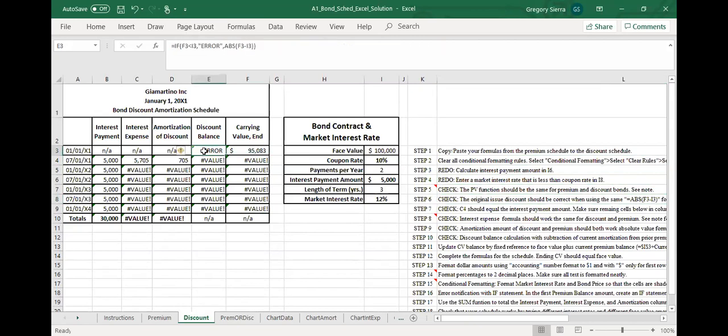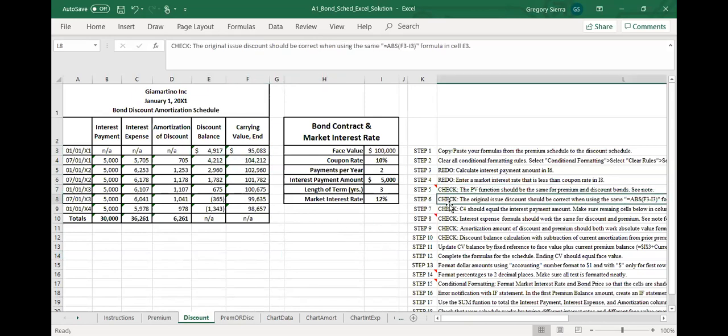So that's not working. So I need to flip this. If F3 is greater than, error. Okay, so now we got that working. So the difference between 100,000 and 95,083 is 49.17. So that's working. Step 5, check, there should be correct.